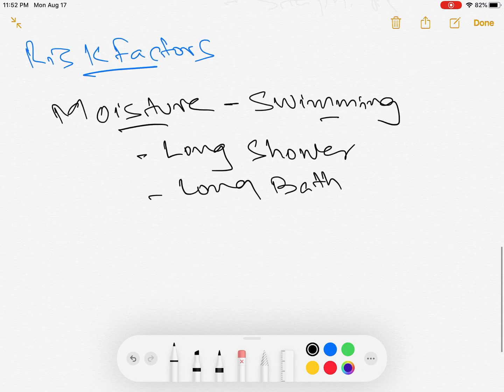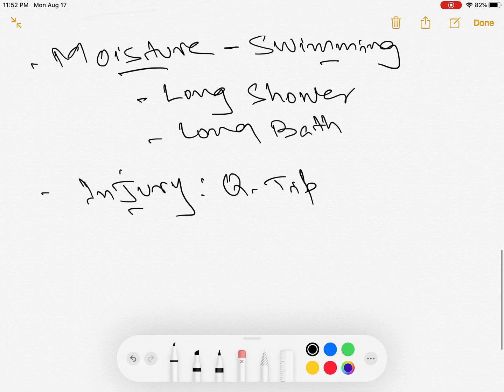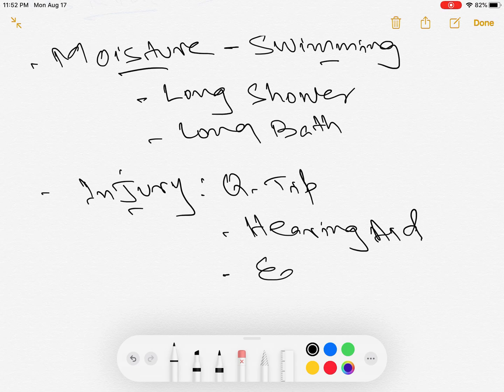Okay. Another risk factor is any injury to the ear canal. People who put a lot of Q-tips in the ear can cause it, or people who use hearing aids. Sometimes a hearing aid can contribute to otitis externa, or people who use earphones a lot can also develop otitis externa.